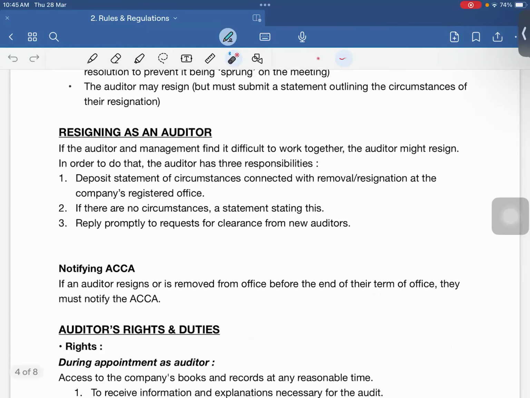Now, resigning as an auditor. See, what we studied just now is the removal, right? That means the company is removing the auditor. Understood? Now, sometimes the auditor himself would have a tendency to resign from the company. It may be because he's not able to work in harmony with the management, or it may be because he believes that something is being compromised for his objectivity or for any other reason. Understood? So the auditor would resign.